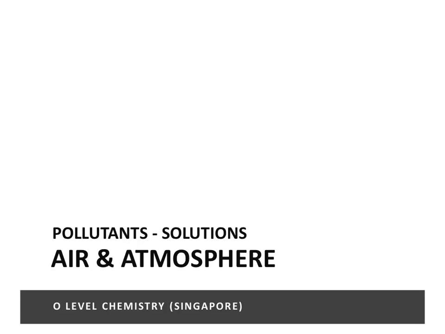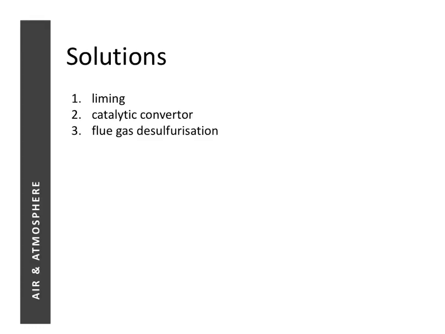In the last video, we saw the 6 pollutant gases, how they are formed, and the negative effects on humans and the environment. So in this video, we're going to look at how we can minimize their formation, or how we can lessen the effects of these gases. So we will learn 3 main methods for that.